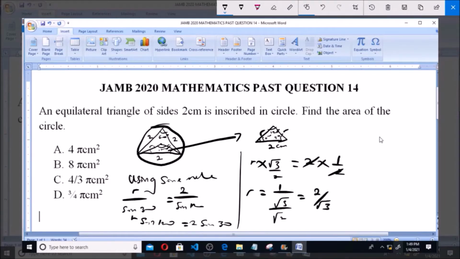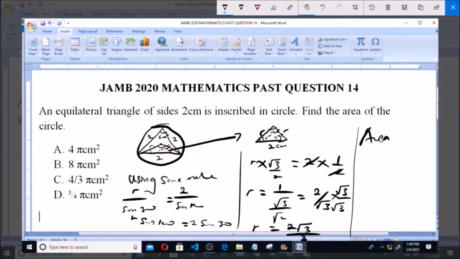Now we have to rationalize this, because you can't pick this as our final answer. Rationalizing this, we multiply the numerator by the denominator, and also the denominator by the denominator, which is root 3. That means R equals 2 root 3 over root 3 multiplied by root 3, which will give us 3. So R is 2 root 3 over 3.